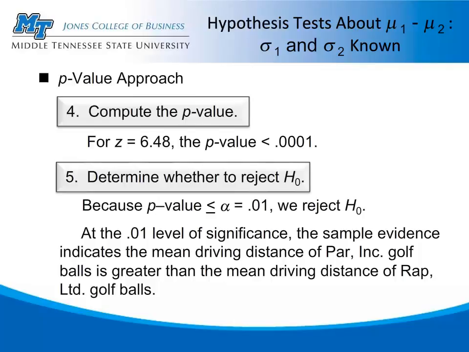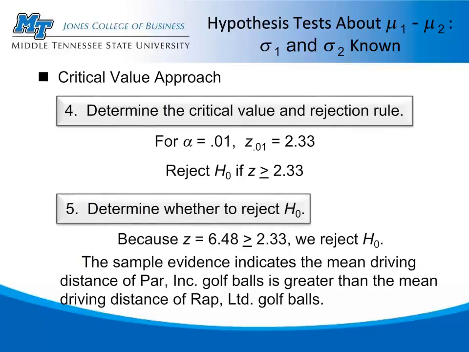Small p-values, you want to go with the alternative hypothesis. Large ones, you go with the null. But because that p-value is so small, it's so unlikely to get a result like this if the null was true, we're going to reject the null. So at the 0.01 level of significance, this sample evidence indicates that the mean driving distance for the par golf balls is greater than it is for the RAP golf balls.